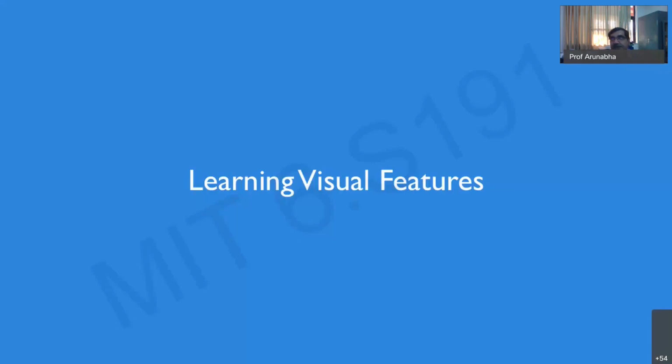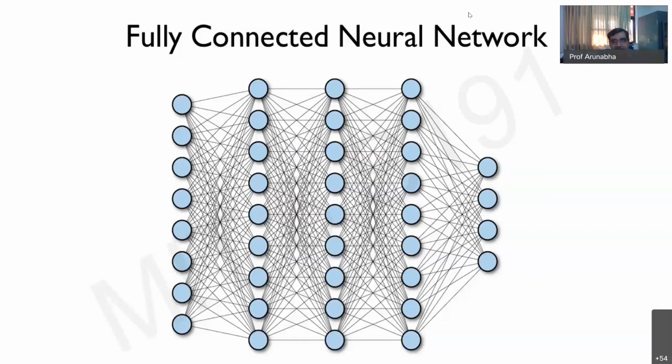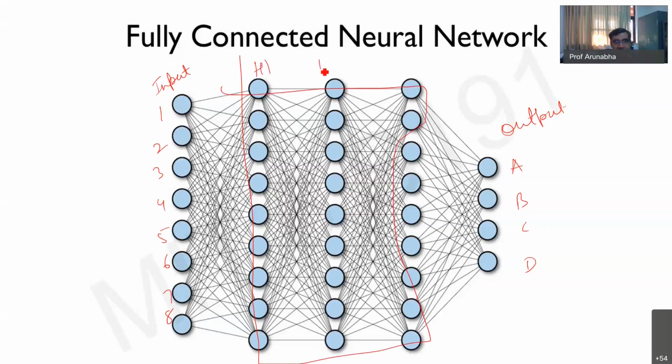So how do I learn the visual features? Here we're talking about a fully connected neural network. This is the input layer, and this is the output layer. There are four outputs A, B, C, D. In this case, there are 1, 2, 3, 4, 5, 6, 7, 8, eight inputs, right? And there are three hidden layers, H1, H2, and H3.